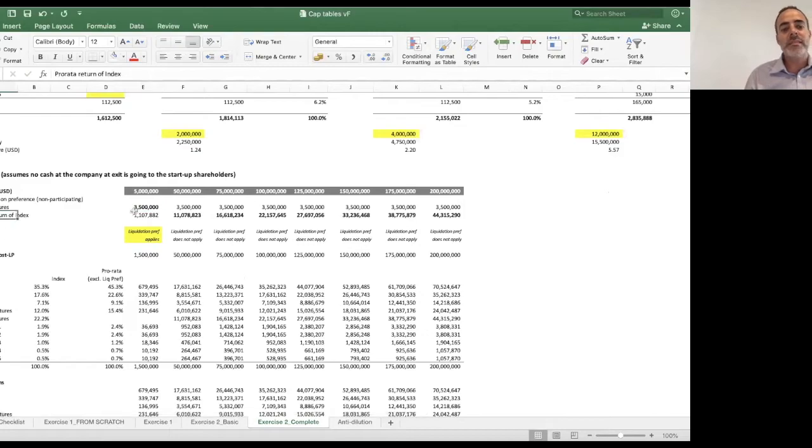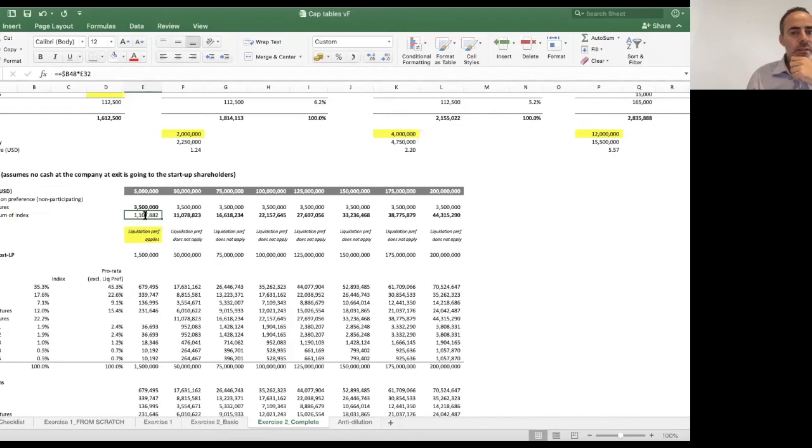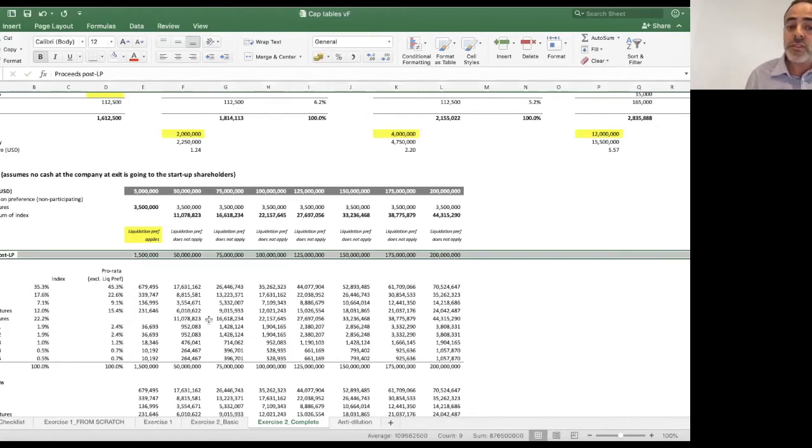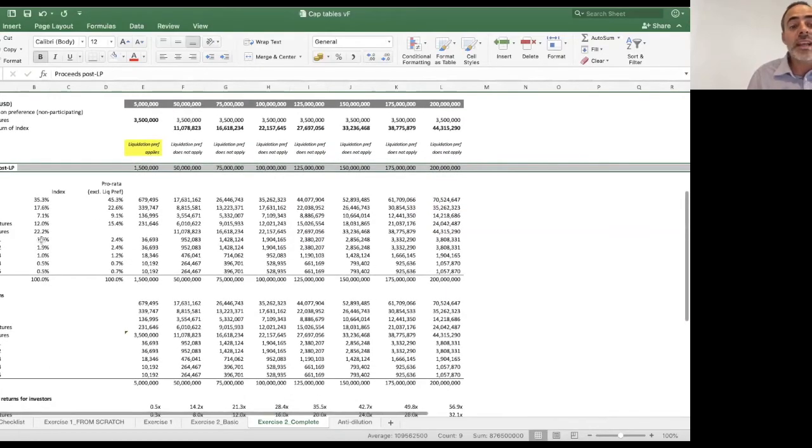And the rest is 1.1. Why is it 1.1 here? 5 million Beta. Okay, so this is calculated as participating. This should be 0, because we said non-participating. So the proceeds left for the rest of the investors will be 1.5. And those 1.5 will be distributed pro rata to everyone except Beta Ventures, because they already applied the liquidation preference.